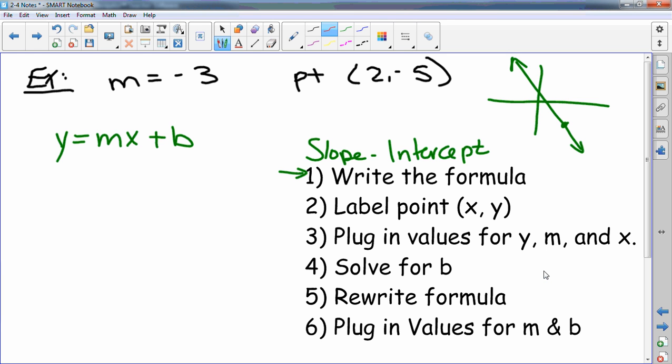Step 2, label your point x and y. Well, which number stands for x and which number stands for y? Yeah, 2 is x, negative 5 is y. So I'm going to go ahead and plug in negative 5 for y and 2 for x.